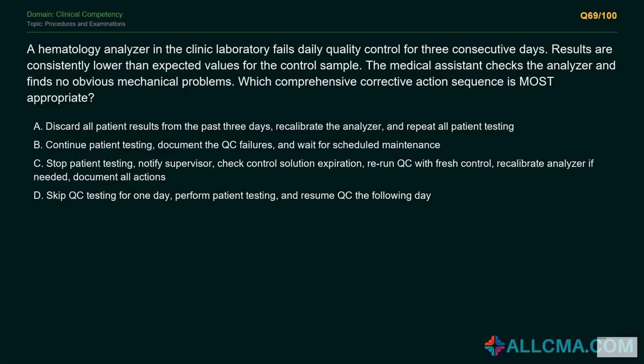Option A. Discard all patient results from the past 3 days, recalibrate the analyzer, and repeat all patient testing. Option B. Continue patient testing, document the QC failures, and wait for scheduled maintenance. Option C. Stop patient testing, notify supervisor, check control solution expiration, rerun QC with fresh control, recalibrate analyzer if needed, document all actions. Option D. Skip QC testing for 1 day, perform patient testing, and resume QC the following day.